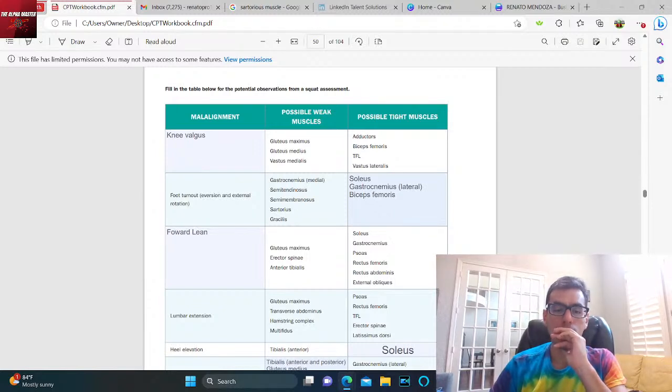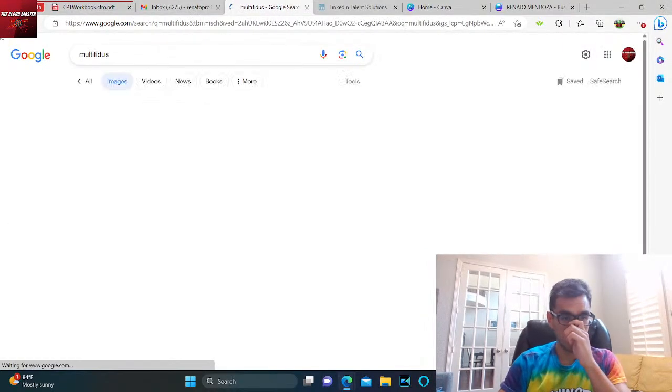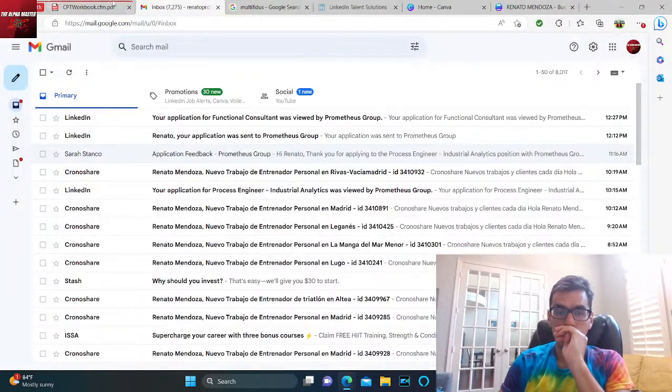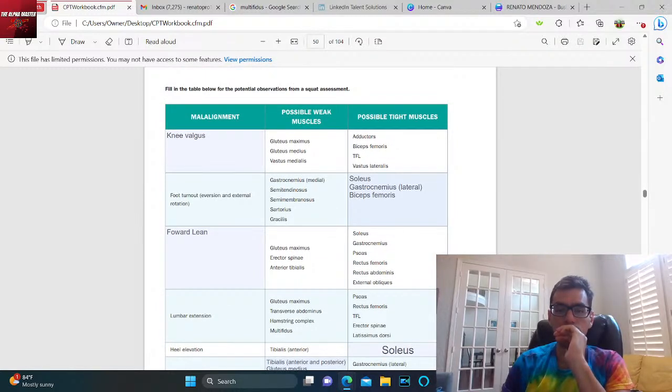Now, for the lumbar extension, the possible weak muscles are the gluteus maximus, the transverse abdominis, the hamstring complex, and the multifidus. The multifidus muscle is right here. So you have the gluteus maximus, the transverse abdominis, the hamstring complex, and the multifidus as the possible weak muscles.